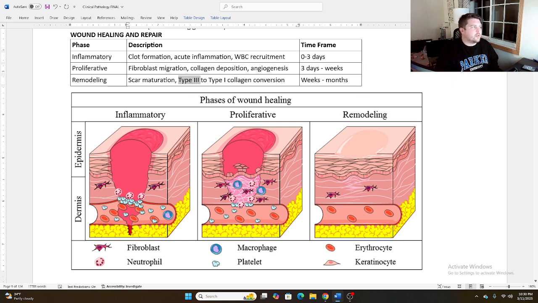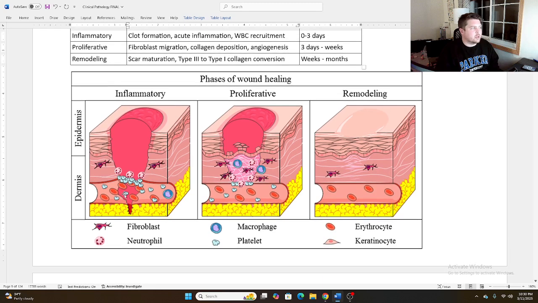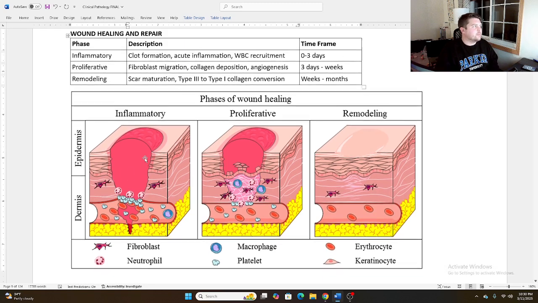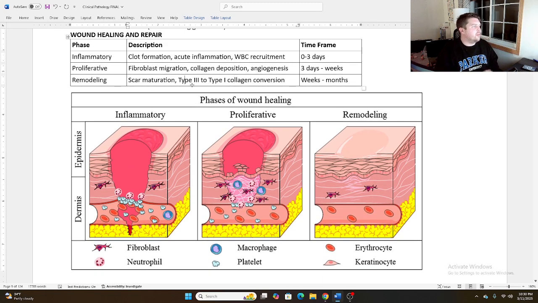The type 3 collagen that the fibroblasts laid down converts to the tougher, denser type 1 collagen in order to protect that whole area. If you want to spend a little time looking at this picture and understanding that process, that's fine. The big things that they will ask about are the type 3 to type 1 collagen conversion, as well as the order of it. It goes from inflammation to proliferation and then finally to remodeling.